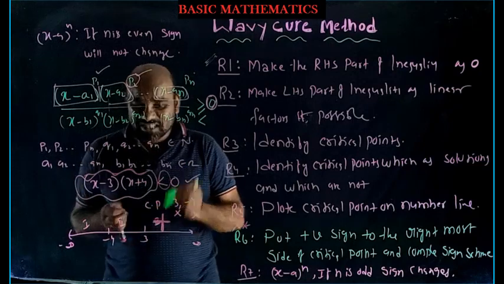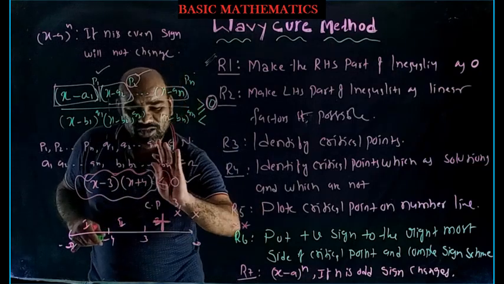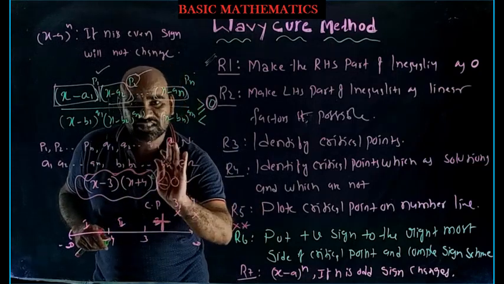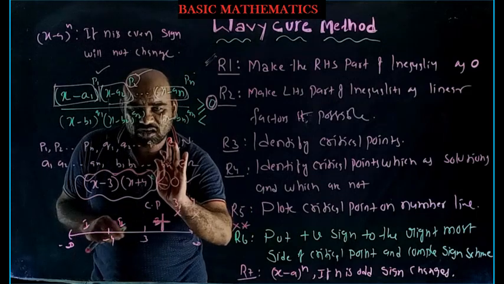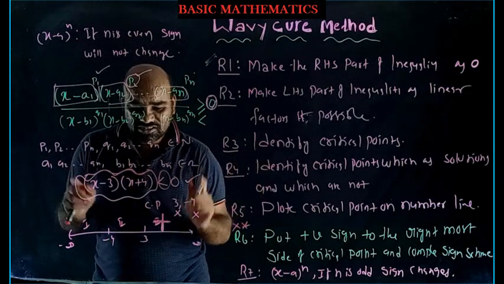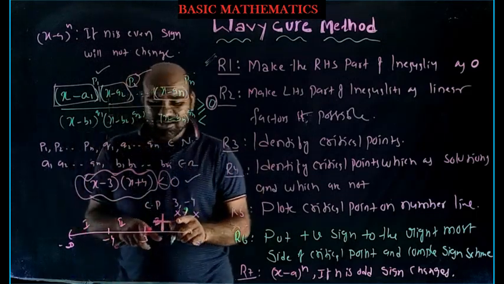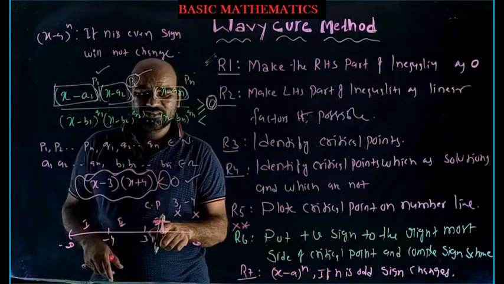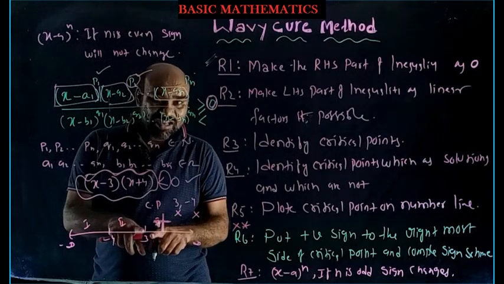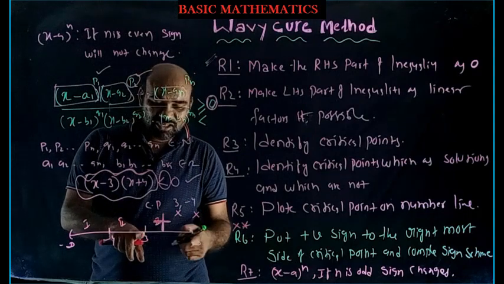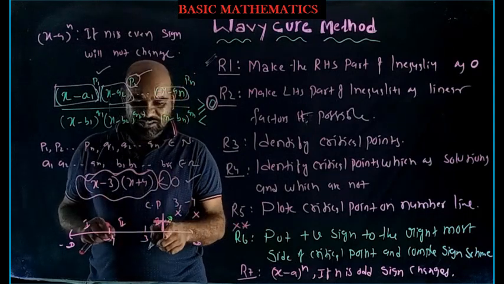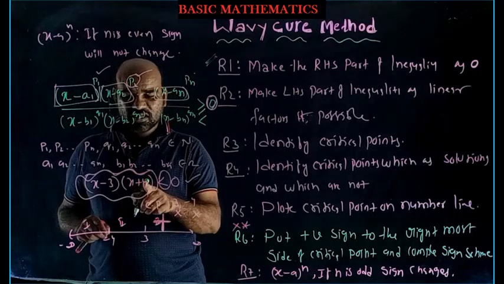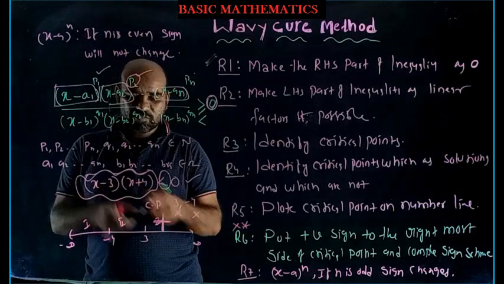After that, you want to apply the sign scheme. While applying the sign scheme, don't bother about the symbol, whether greater than 0, less than 0, greater than or equal to 0, or less than or equal to 0. Just write the plus sign after the rightmost critical point. The meaning is, take any value of x greater than 3, this expression is positive. Take 5 for example: 5 plus 4 is 9, 5 minus 3 is 2, the product is positive.